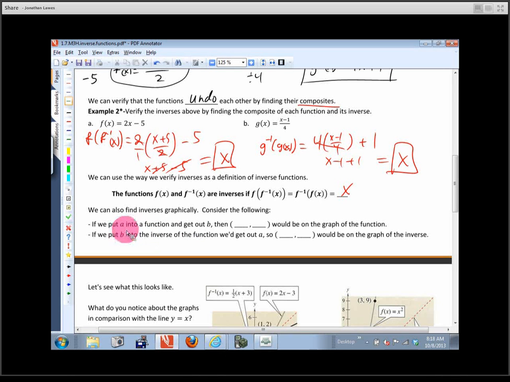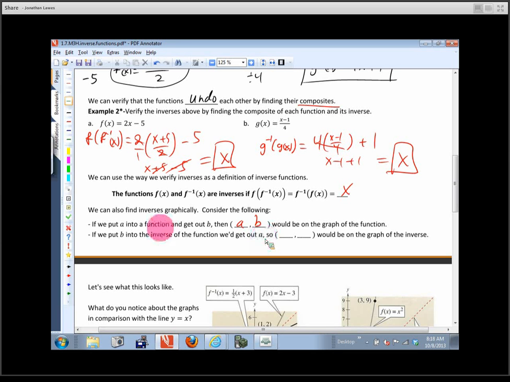If we put a into a function and we get out b, so put in a, get out b. It says blank would be on the graph of the function. What goes in there? (a, b). Okay? No problem there, right? If a point works in the equation, it's on the graph. If it's on the graph, then it must work in the equation. Okay, take a look at that next sentence, though, and this is where the thinking is required. This one says if we put b into the inverse.